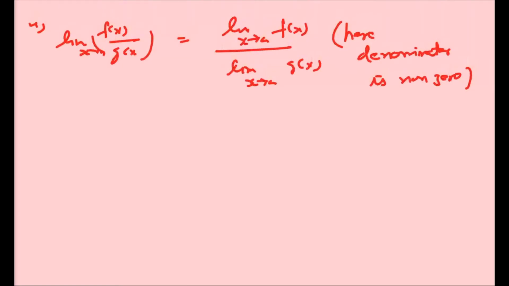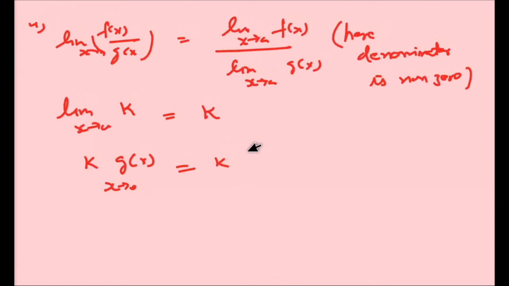And also, if we want to take the limit of any constant function, the limit x tends towards a of a constant function is always the constant itself. Now if a constant function is multiplied with another limit, we can say limit of k times g(x), x tends towards a, is k times the limit. After understanding this, we can conclude some true limits.